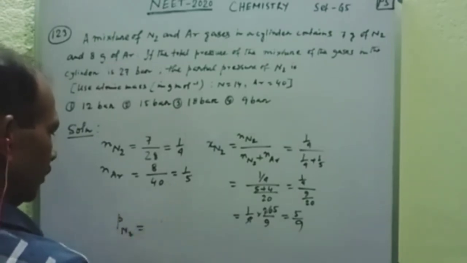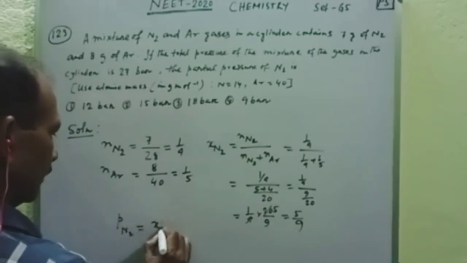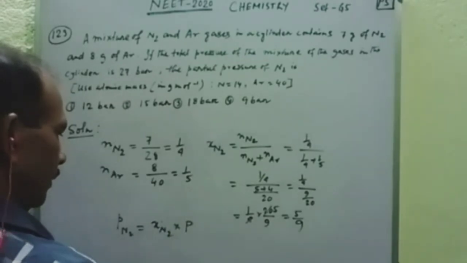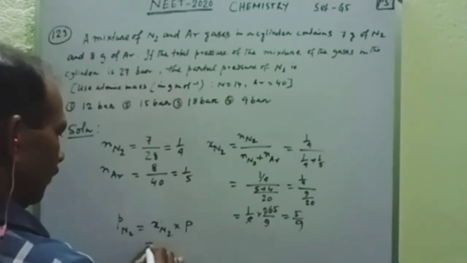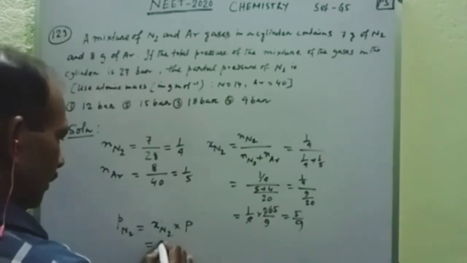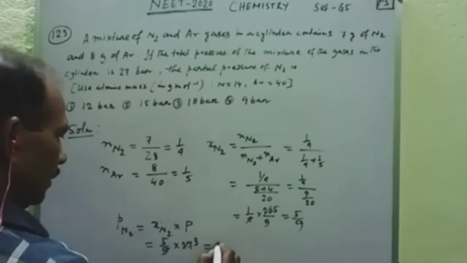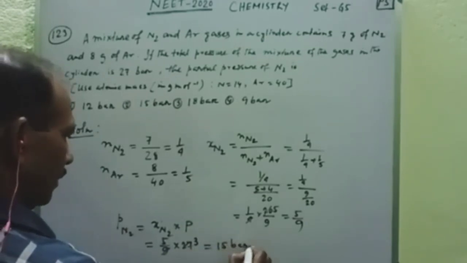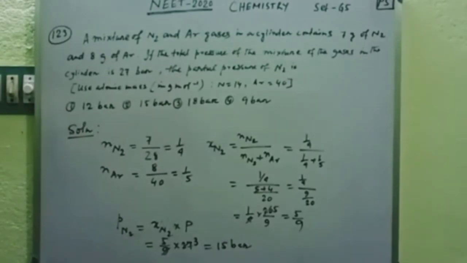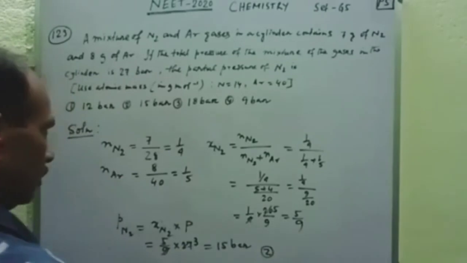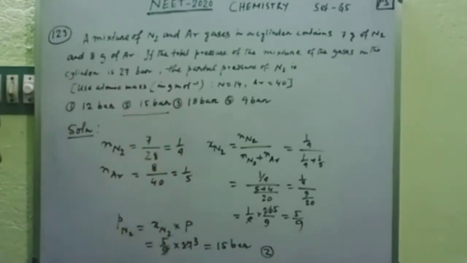Now, partial pressure of nitrogen equals mole fraction of nitrogen into total pressure. Total pressure is given as 27 bar. Therefore, 5 by 9 into 27. That means 15 bar. Therefore, the right option is option number 2. That means this is the right option.